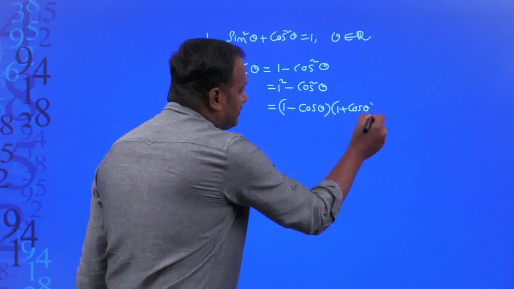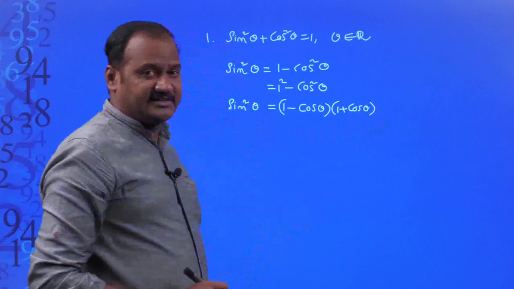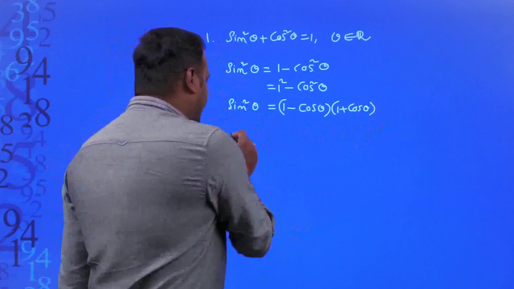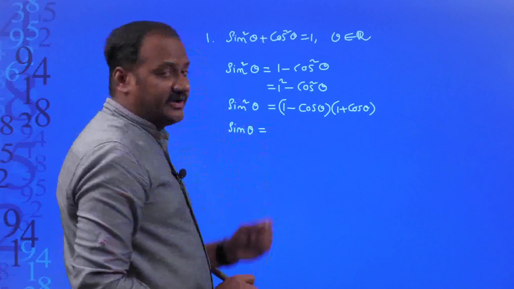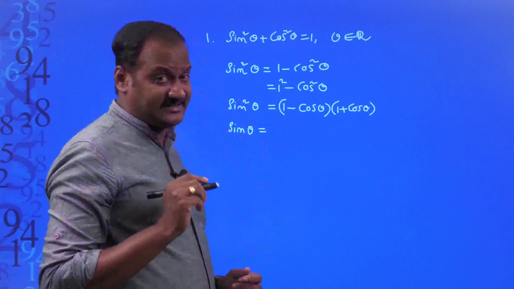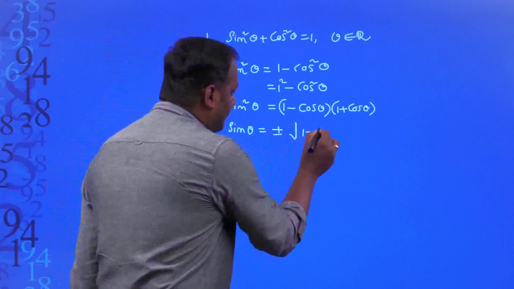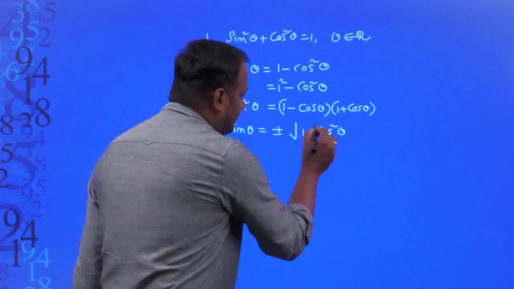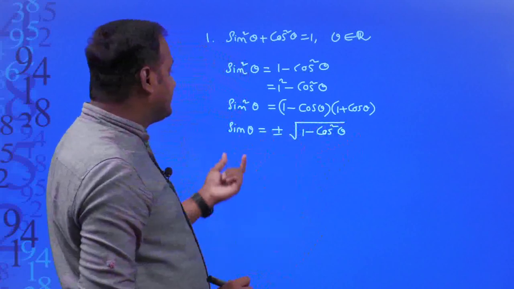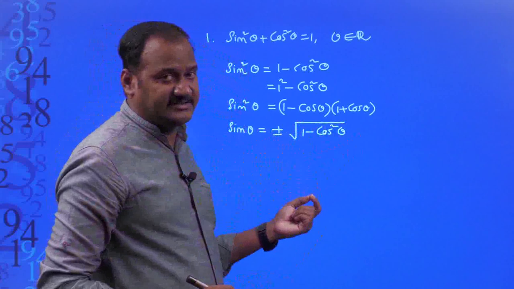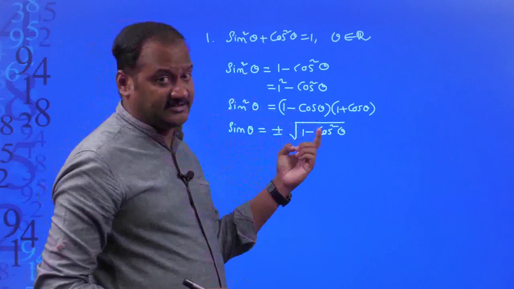So this is about sine square theta. You can write sine square theta as 1 minus cos theta into 1 plus cos theta. And when you want to write the value of sine theta, then when you remove the square, you should put plus or minus: plus or minus square root of 1 minus cos square theta. So sine theta is equal to plus or minus root over 1 minus cos square theta. This is the value of sine theta in terms of cos. Now similarly, we can get the value of cos theta in terms of sin theta also.